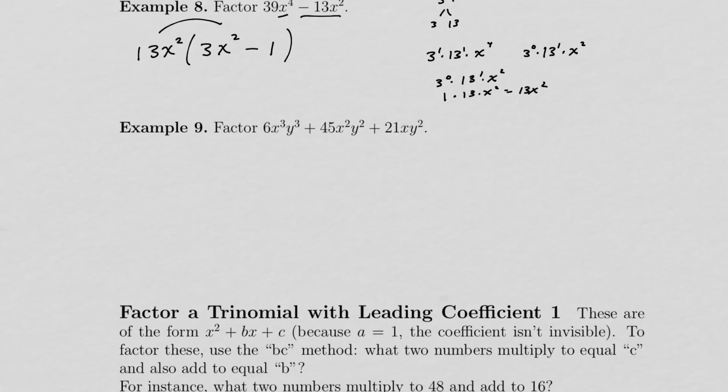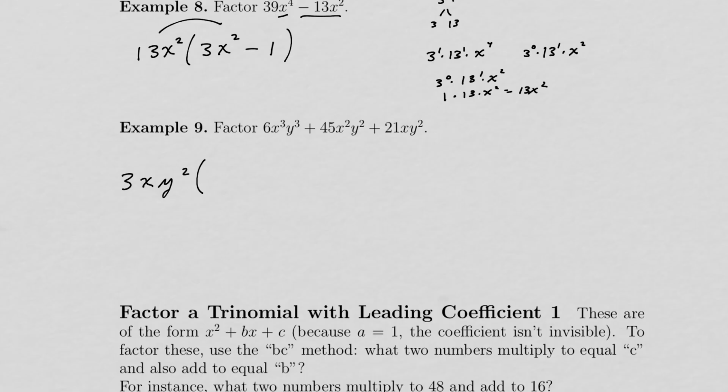Okay, what about this one? Let's see if we can do this just by looking at it. It looks like 3, right? 3 goes into all these numbers. So I can pull out a 3. And then what's the smallest x? It looks like x to the 1, right? Because there's x squared, x cubed, so I want the smallest one, x to the 1. So pull out x. And then it looks like for the y's, it's going to be y squared, right? I have y cubed, y squared, so I'm going to pull out a y squared.